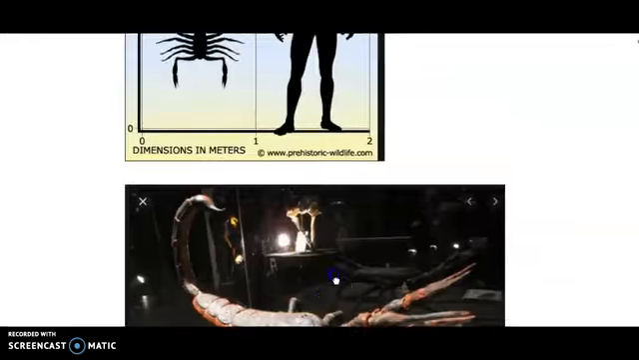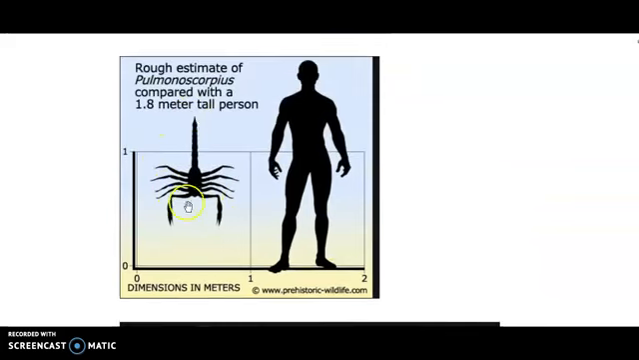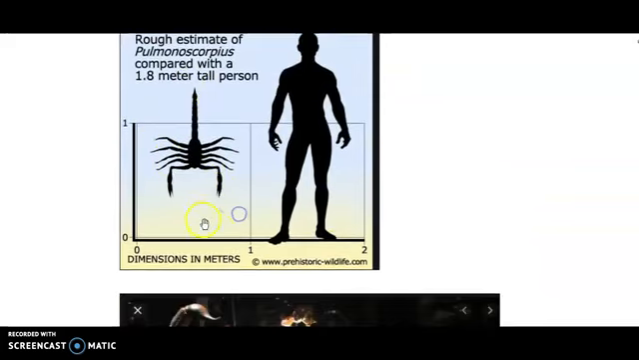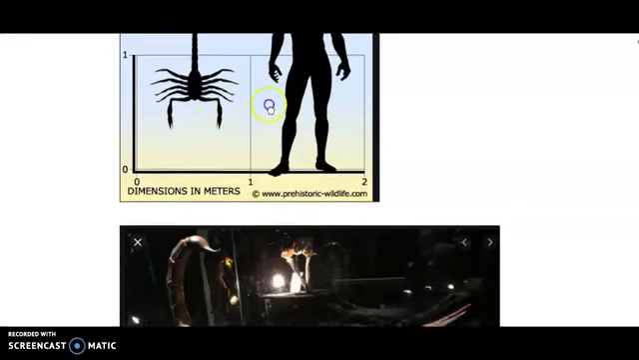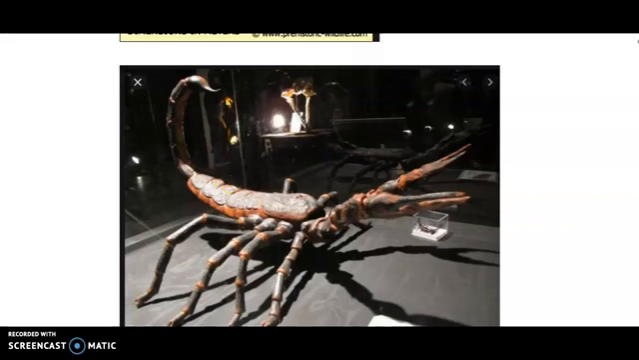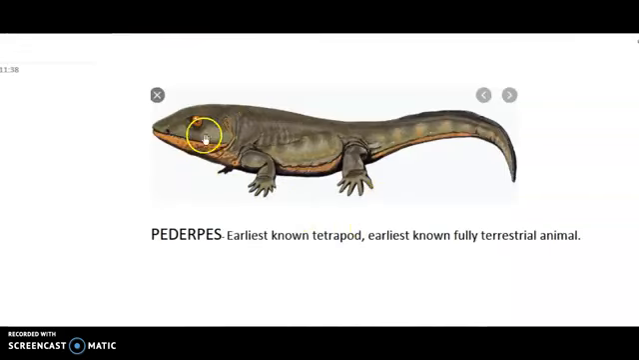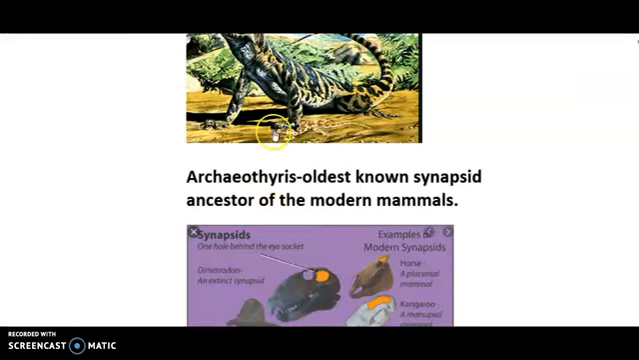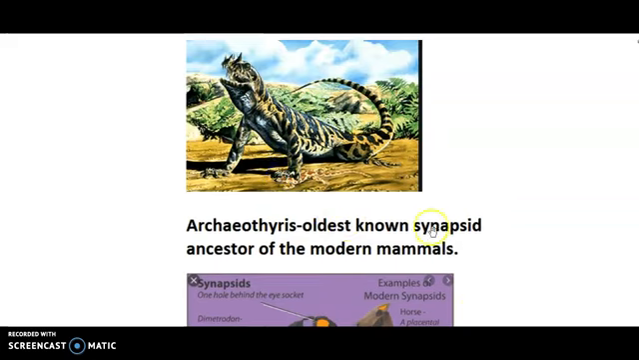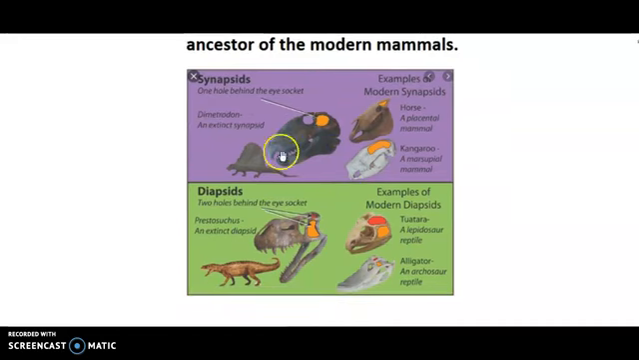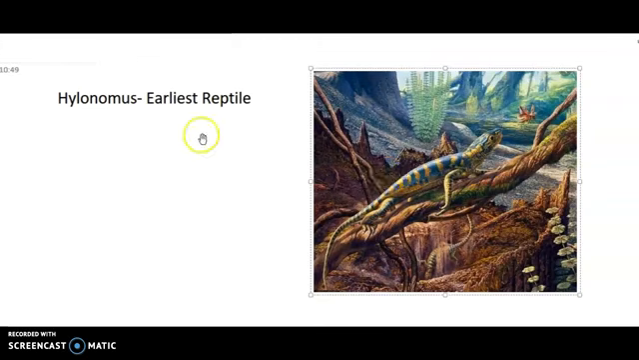Then there is Pulmonoscorpius. It was also a giant scorpion, almost 2 feet in length. And then there is Pederpes, the earliest known tetrapod. Then there is Archaeothyris, the oldest known synapsid, an ancestor of modern mammals. Okay, there is a difference between diapsid and synapsid. And this is Hylonomus, the earliest reptile, or earliest amniote, you could say.